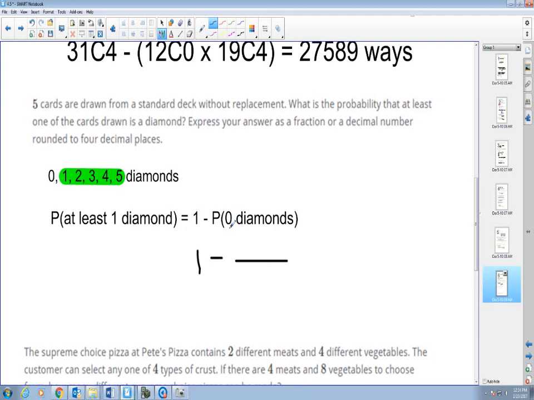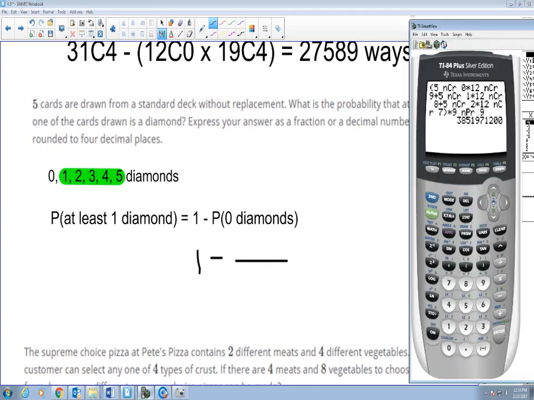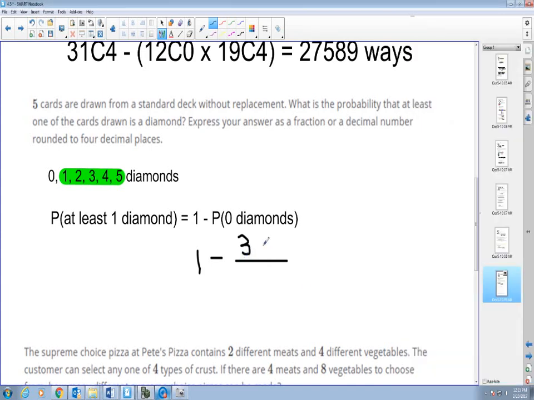Zero diamonds. What's another way of saying zero diamonds? Zero diamonds means no diamonds. No diamonds means the other cards are not diamonds. How many other cards are not diamonds? Remember, there are 52 cards in the standard deck minus all the diamonds, which is 13 cards. So that means there are 39 other cards that are not diamonds.